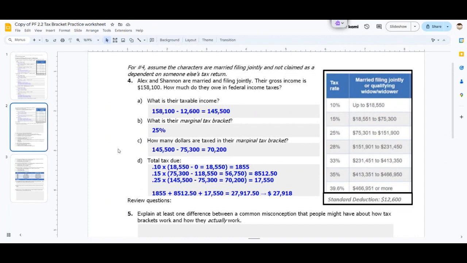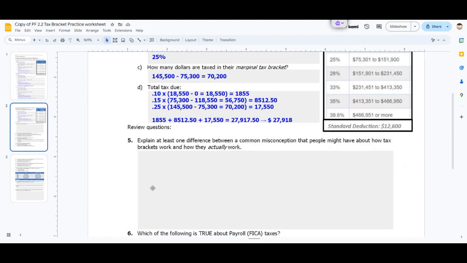All right, so the exact same process that we did for the three single filers on page 1, except that we have different dollar amounts that we need to use. All right, number 5, explain at least one common misconception people might have about how tax brackets work and how they actually work. So I mentioned this earlier, right? You might have a couple of different misconceptions.